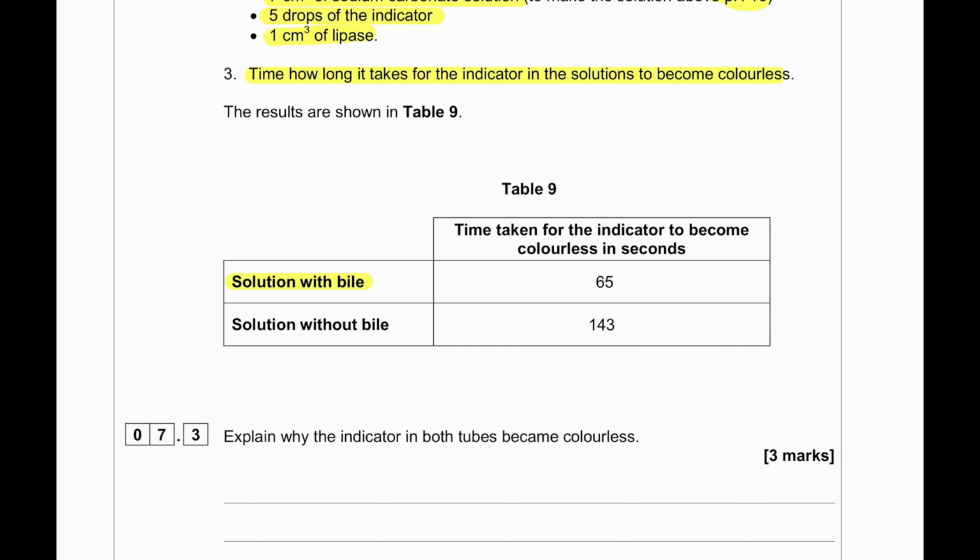Now, solution with bile. Time taken for the indicator to become colorless in seconds: 65. Without the bile, it took a long time, which is 143. So we can definitely say bile increases the rate of digestion of lipids.